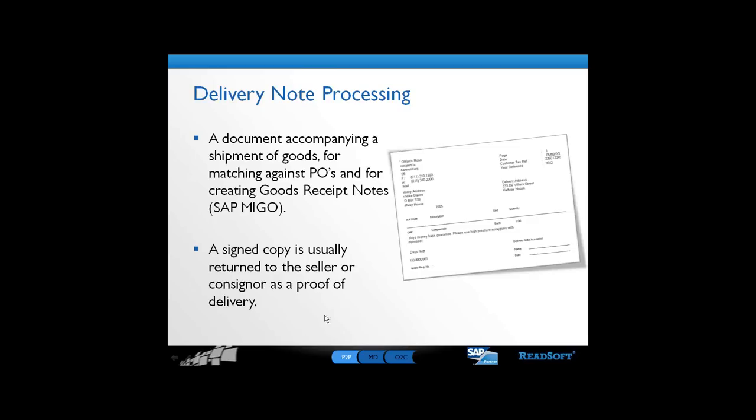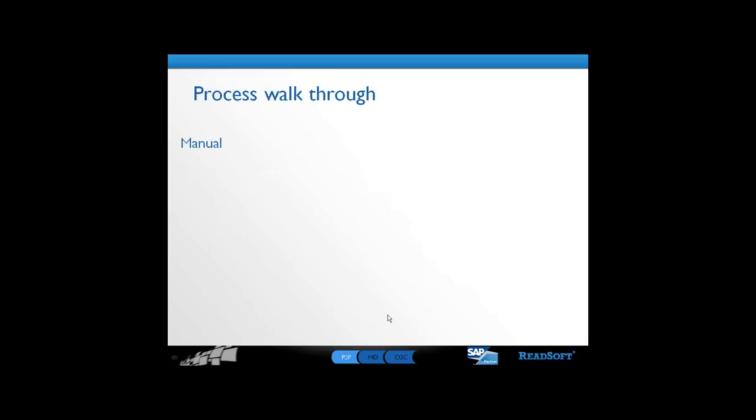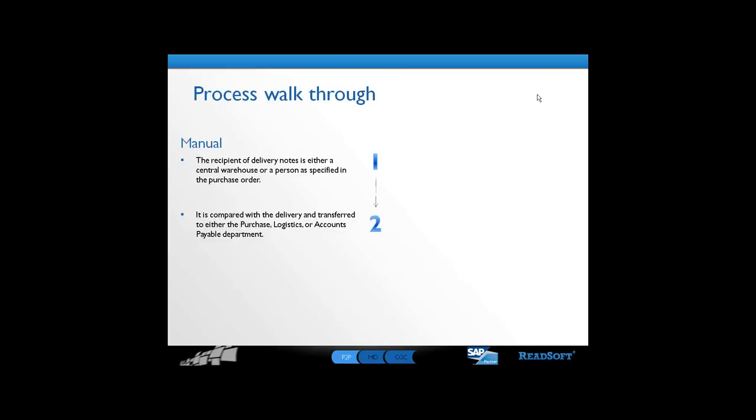If we have a little look through the process walkthrough, we'll see how we could address this in an automated system. Manually, the recipient of the delivery notes could be a central warehouse or a particular person, whoever's been specified in the PO. We compare that with the delivery, and we transfer it to the purchase, logistics, or accounts payable department, whoever's going to be handling the processing of this. The delivery note is then rekeyed and entered into SAP as a goods receipt entry and matched against the PO.